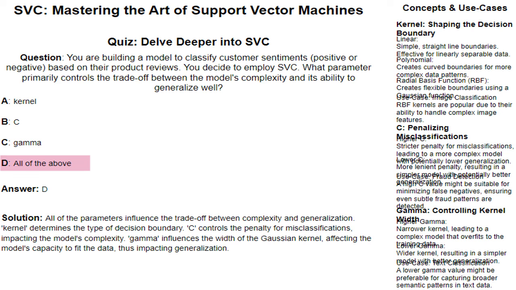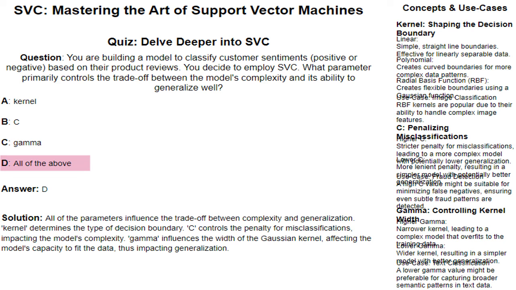The gamma parameter influences the width of the kernel function, particularly in RBF kernels. A higher gamma value results in a narrower kernel, leading to a more complex model that overfits the training data. A lower gamma value results in a wider kernel, leading to a simpler model with better generalization. Text classification where capturing broader semantic patterns is important. A lower gamma value would help in identifying broader patterns in the text data, leading to a simpler model but potentially higher generalization.